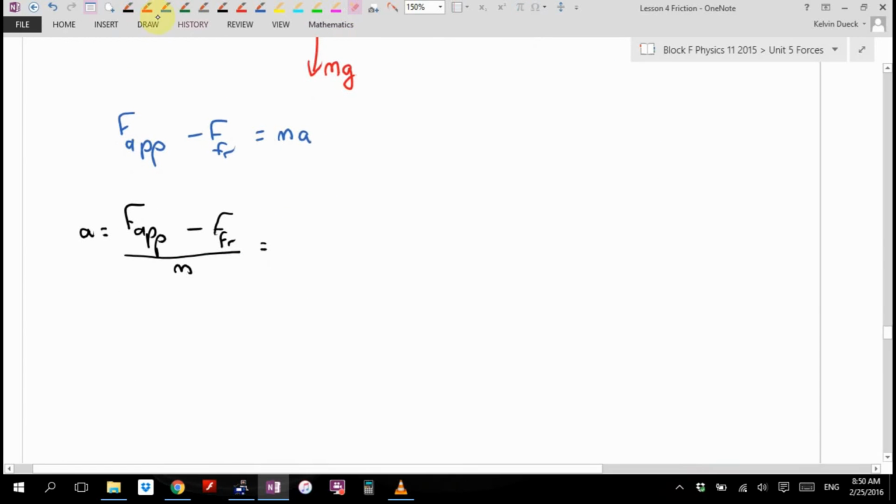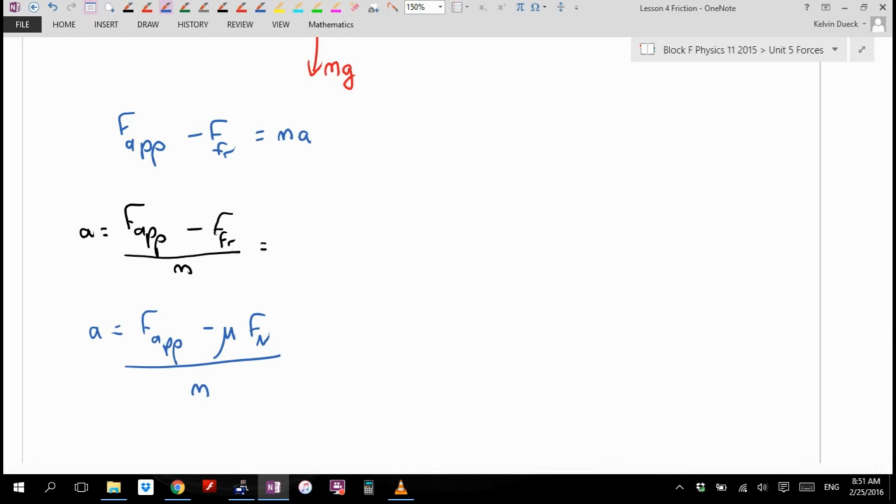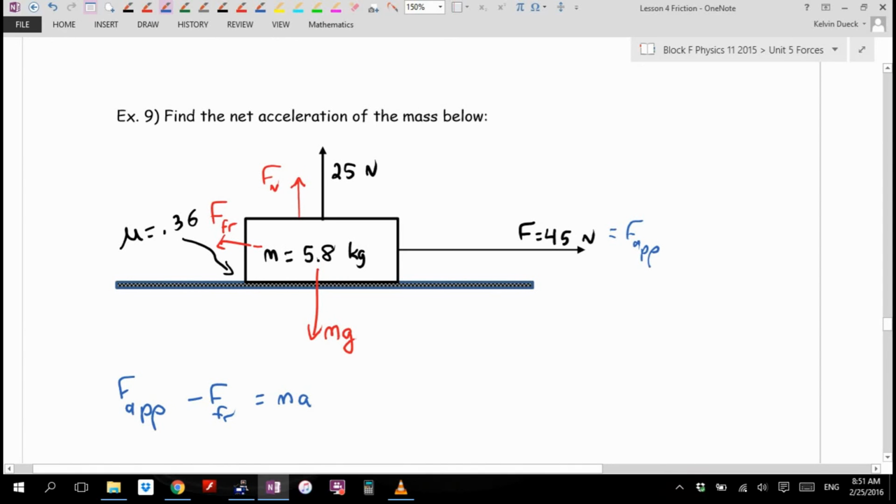So now my next line, I would drop the F applied down, minus, and I would say friction is what times what? Mu times the normal force. Right? I don't know the normal force. Oh, but look. I know some other forces the same size as the normal force.